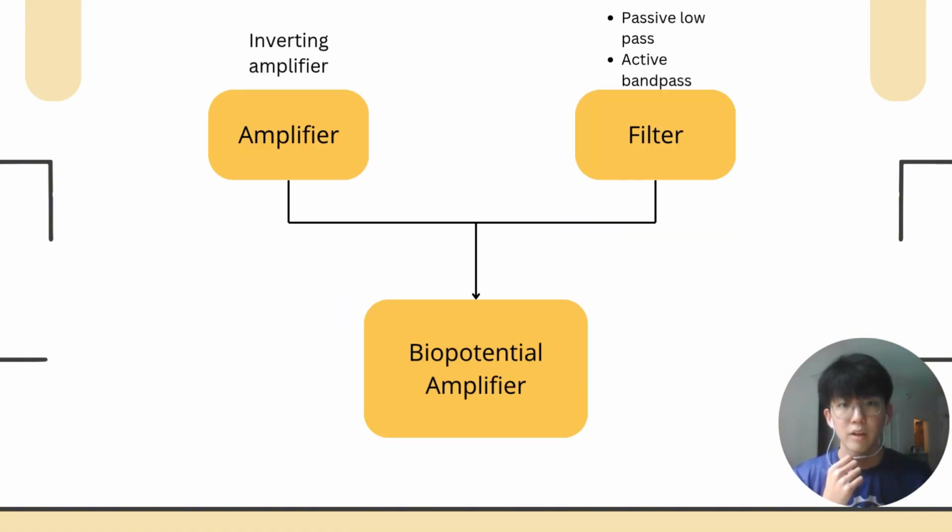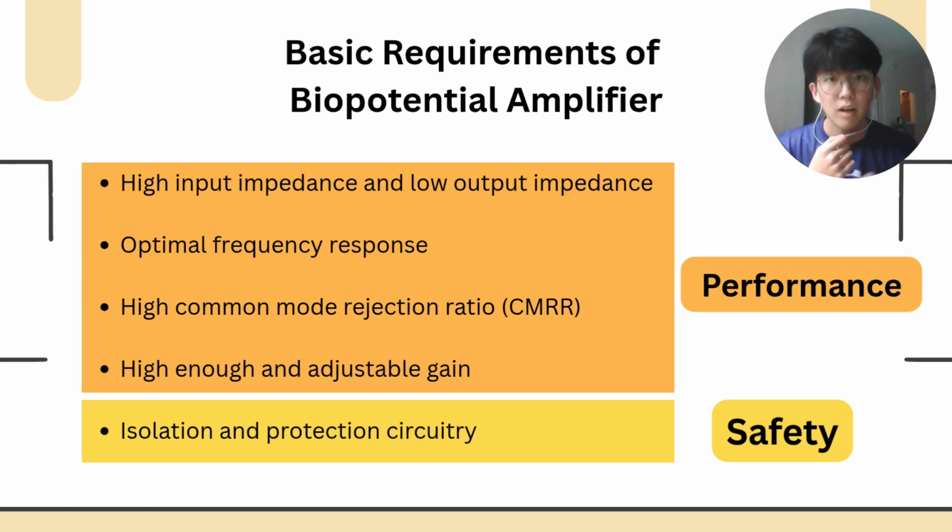In most cases, the circuits that were chosen, such as the inverting amplifier, passive low-pass filters, and also the active band-pass filters, are not used solely on the patients. Instead, they are combined together to be used as biopotential amplifiers. And these are the basic requirements that we need to consider when designing biopotential amplifiers.